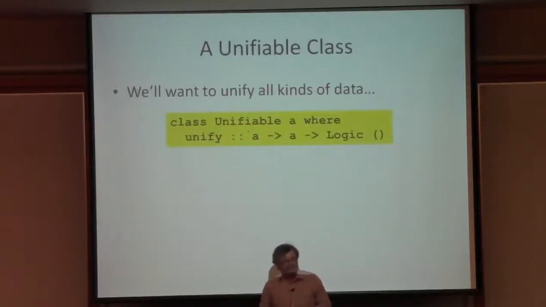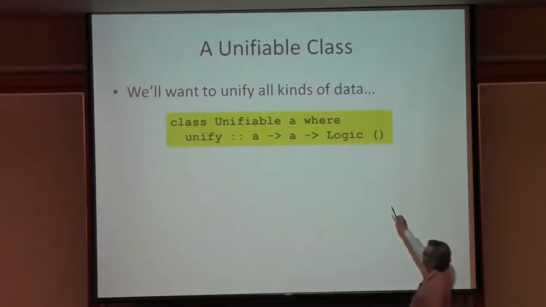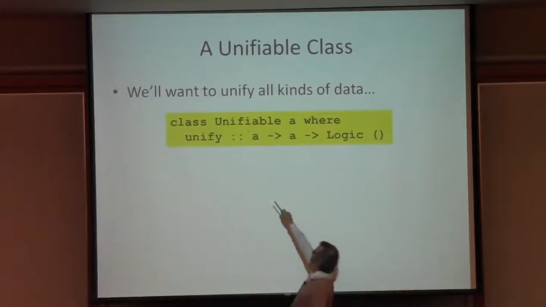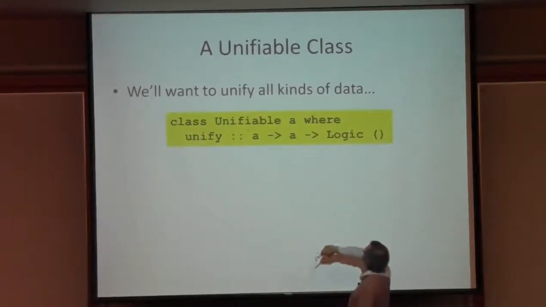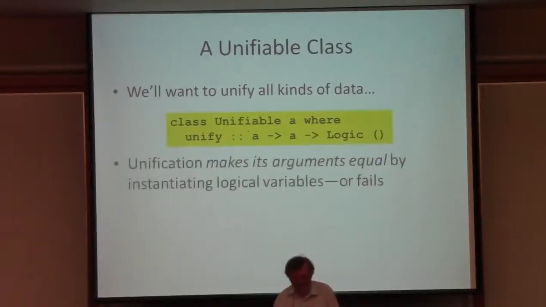So let me implement unification. I'm going to want to unify all kinds of different types. So I'll make a class, and a type will be unifiable if I've got a unify function that takes two values of that type and does a logic computation to make them the same. So this is the point of unification. It should make its arguments equal by instantiating logical variables. Or, of course, that might be impossible, in which case it should fail.